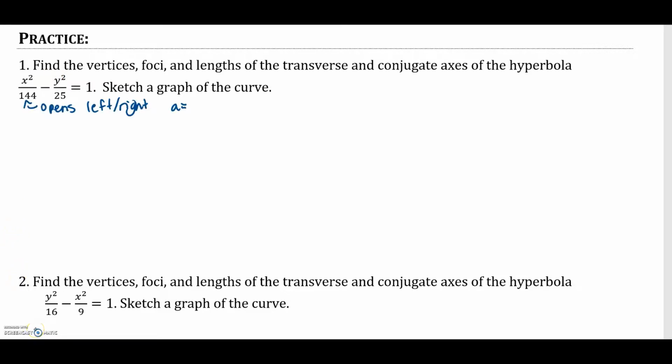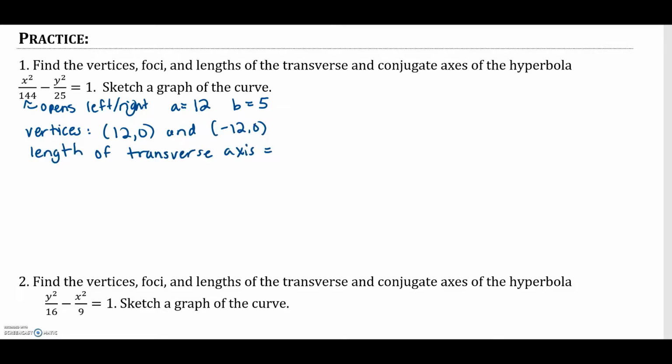We know the value of a is the square root of 144, or 12, and the value of b is the square root of 25, equal to 5. Using this information, we know that there are vertices on the x-axis at 12, 0, and negative 12, 0. The length of the transverse axis is 24, 2 times a, and it connects the two vertices. The length of the conjugate axis is 2 times b, which is equal to 10.